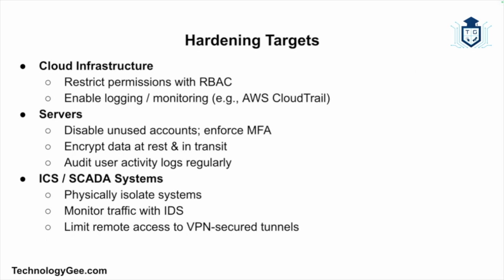Then we have cloud infrastructure. You want to use role-based access control to restrict permissions. You want to enable logging and monitoring via cloud-native tools like AWS CloudTrail or Azure Monitor. Then we have servers. You want to disable unused accounts and implement multi-factor authentication. You want to encrypt sensitive data at rest and in transit. And you want to regularly audit user activity logs.